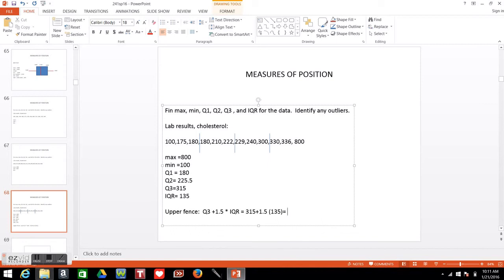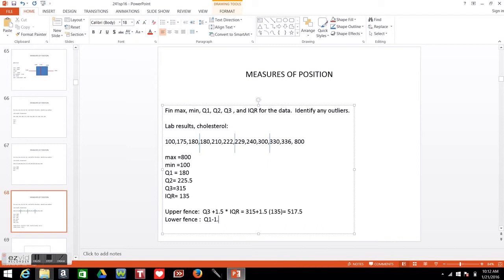I had to go run to get my calculator. So 315 plus 1.5 times 135 is 517.5, and the lower fence is going to be the first quartile minus.